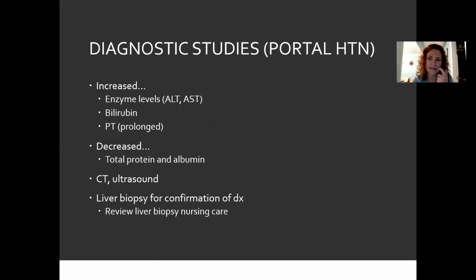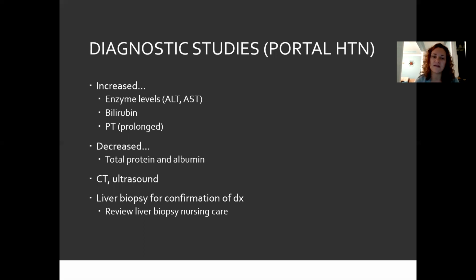And then diagnostic studies that we're going to do for patients in cirrhosis, we're going to see increased liver enzymes because it's not functioning correctly. Bilirubin is going to be increased, and the PT is going to be increased because bleeding time is prolonged. Same things as we saw in the earlier slides with hepatitis. We're going to see a decrease in the total protein and albumin.